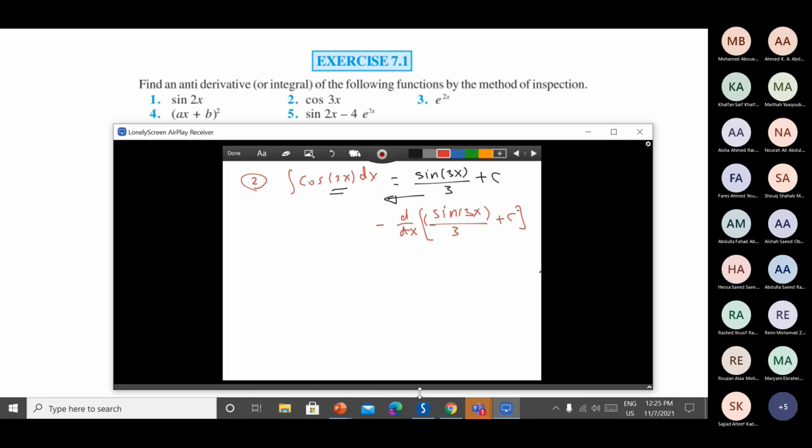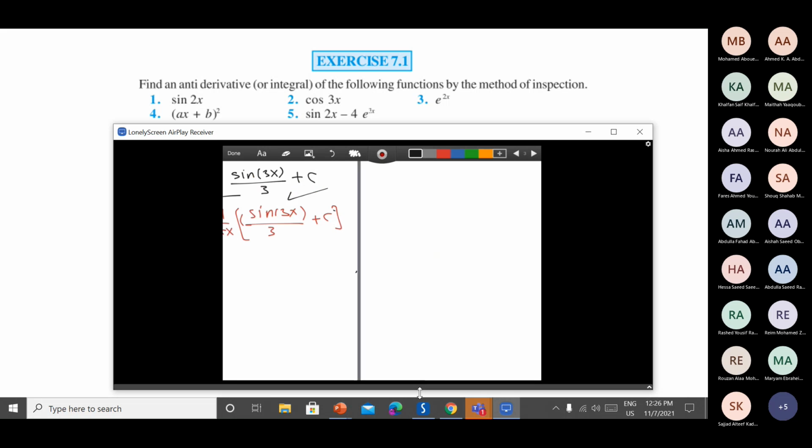What is the derivative of sine 3x? It is cosine 3x multiplied by the derivative of the angle, which is 3, over 3. I cancel out this one. So yes, I get cosine 3x, which I call the integrand. So I have the function inside. So my result is true now, right?